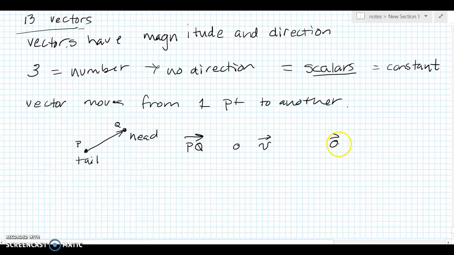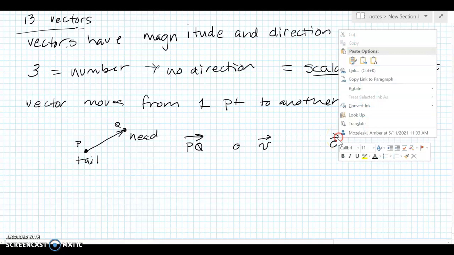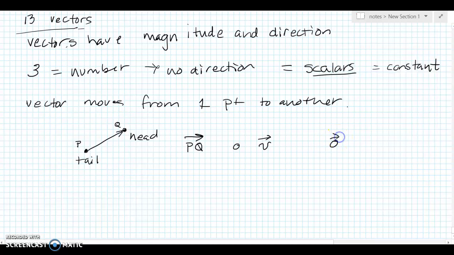The 0 vector, and sometimes you just do that because it's quicker. Half of the arrow. There we go. So the 0 vector, of course, has 0 length.